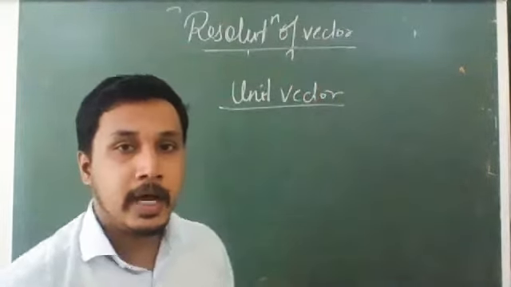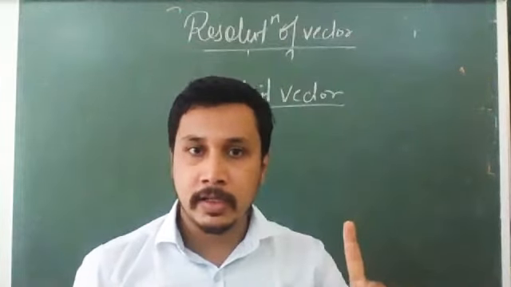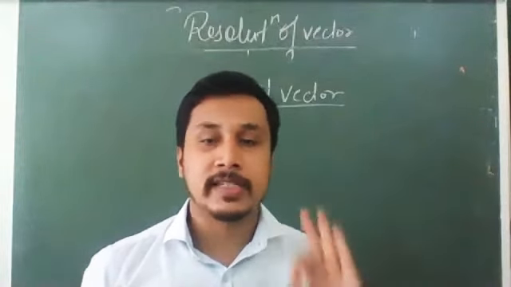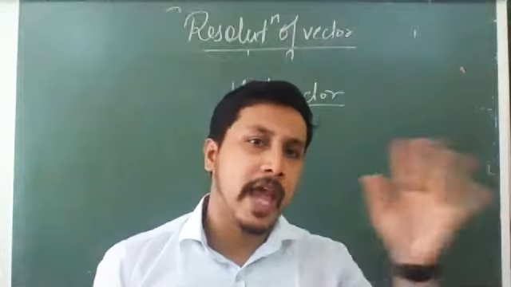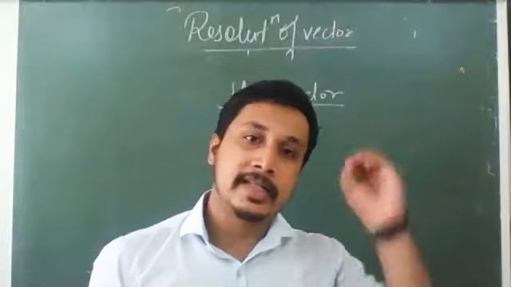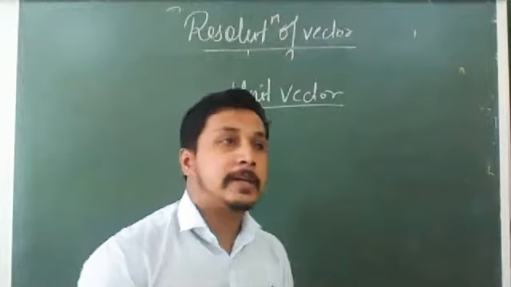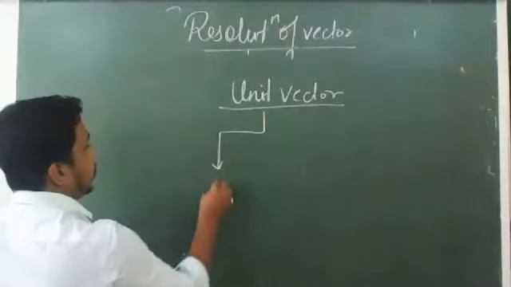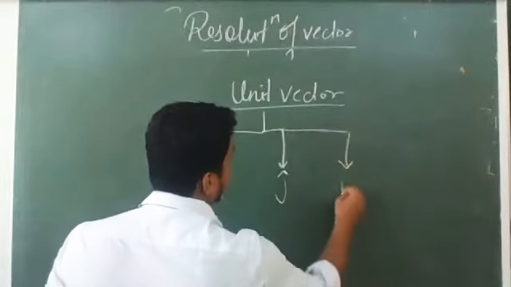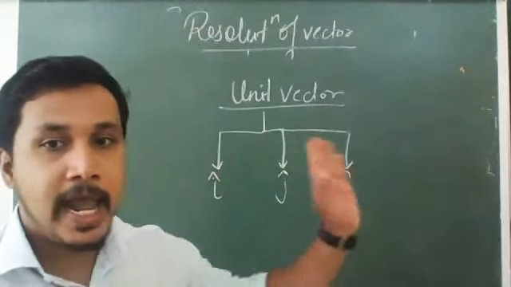Unit vectors play a very important role because they have a magnitude of only one unit, but they are very helpful in taking care of the direction aspect. If we multiply a unit vector with any scalar quantity, that scalar quantity will transform into a vector, and it will now have a direction. Unit vectors are of three types, that is i, j and k.